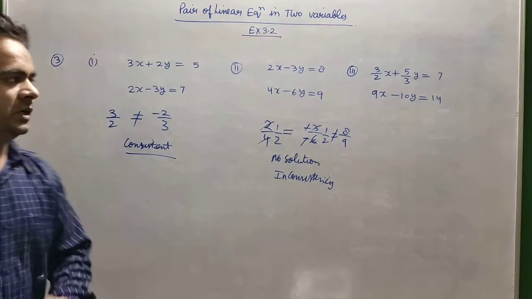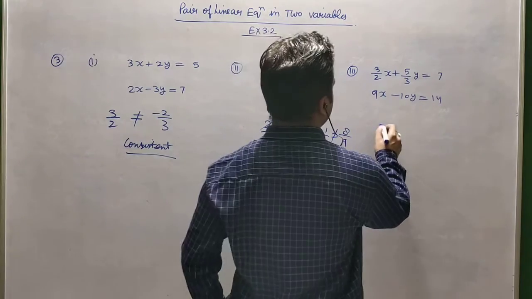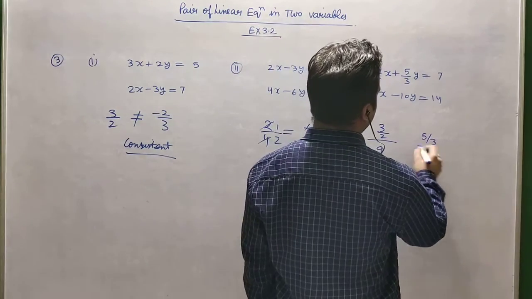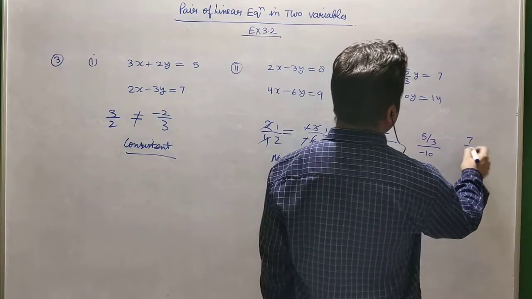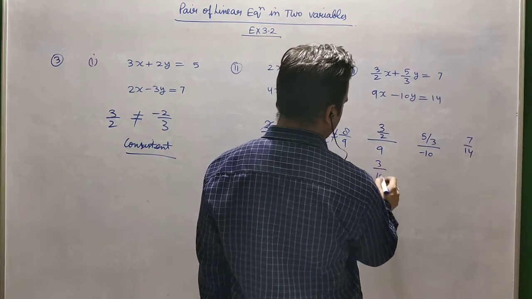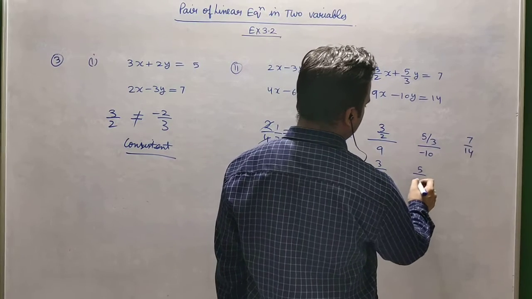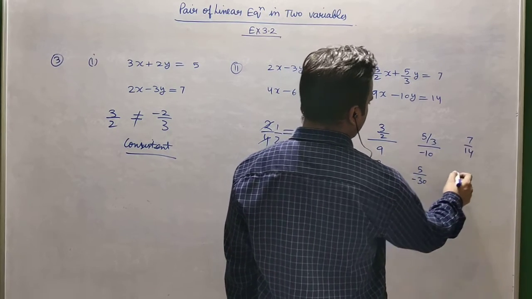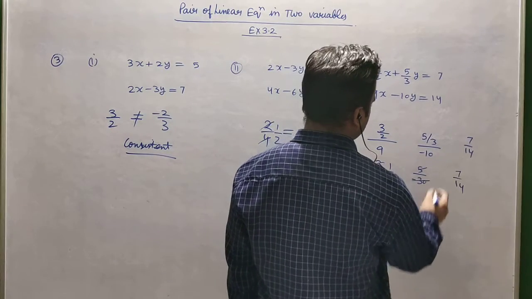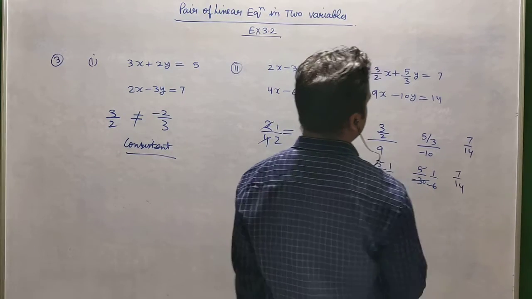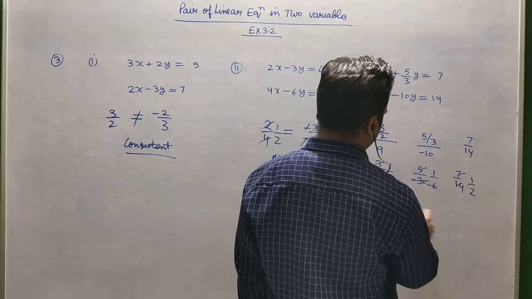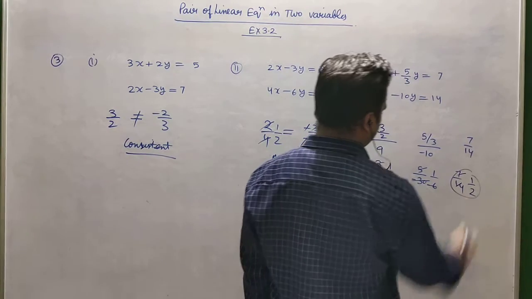Inconsistent, right? In this case, 3 upon 2 divided by 9, 5 upon 3 divided by minus 10, 7 upon 14. Firstly solve this one. 2 will come down 18, 3 will come down 30, and 7 is here. So it is 1 upon 6, it is minus 1 upon 6 only, and it is 1 upon 2. So 1 upon 6 is not equal to 1 upon minus 6. So no need to check here.